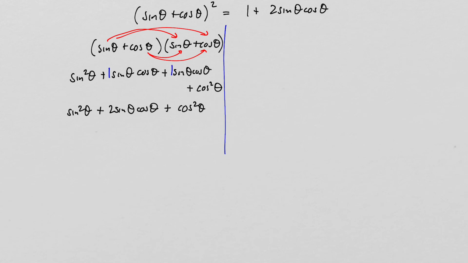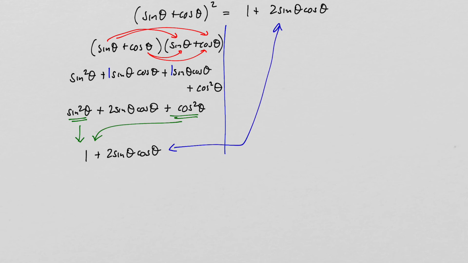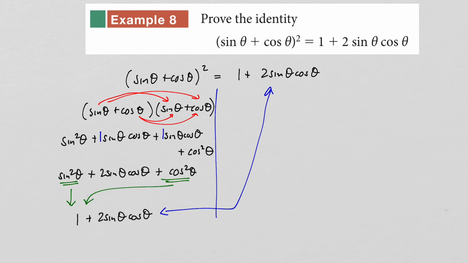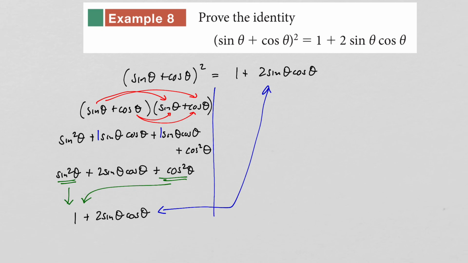Now, because of the commutative and associative properties, when I add these together, I don't have to add them in the order that they currently are listed in. I can take sine squared and add it to cosine squared. And we know that sine squared plus cosine squared is equal to 1, because that is a Pythagorean identity. And so when I replace sine squared plus cosine squared with 1, we end up having 1 plus 2 sine theta cosine theta. And then at that point, I'll just point out that that is the same as what we had on the right-hand side. And so we have proven that these two things are equal.